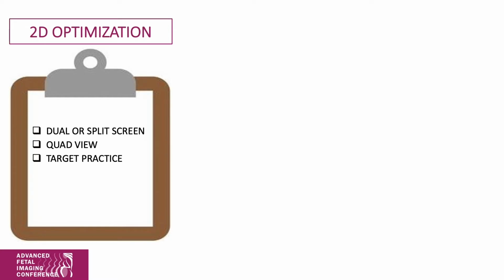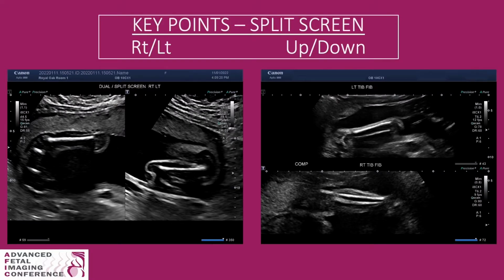The next concepts for 2D optimization are dual or split screen, quad view, and I just want to touch a little bit on what I like to call target practice. So let's start with dual or split screen. Most of you here are already using this function, which is great. We use it most commonly for limbs or extremities. This is good for showing a direct comparison of right and left. This also allows both you and the reading physician to easily identify or rule out any issues in the pregnancy. For example, the right and left hand or foot.